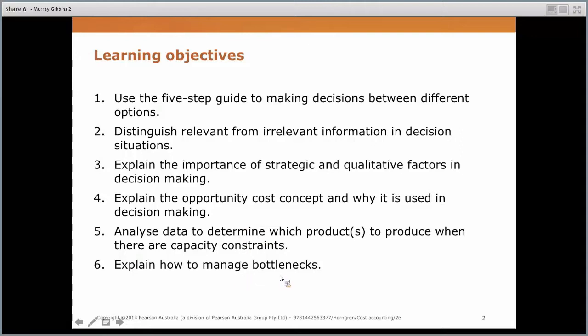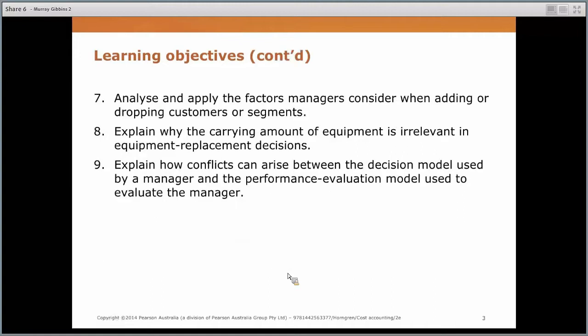And how do we solve bottlenecks when there's a particular part of the production process which is holding up other parts? How do we solve that? How do we get that sorted? And what's the implication of not getting it sorted? Some of them will be pretty obvious as we work through it.